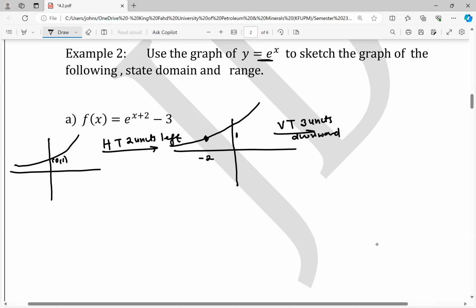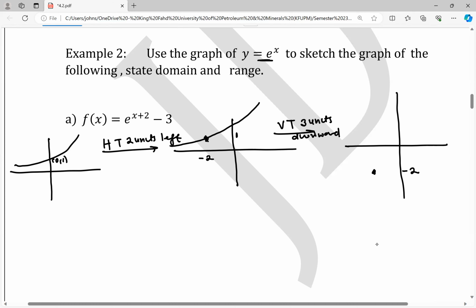Downward. So what does that mean? It means the value, remember this point is what? Is 1. So if you put it 3 units down, it will come to where? It will be somewhere here. If you move it down 1 unit, it will be at 0. Another unit, it will be at minus 1. So here will be at minus 2, right? But here will still be at where? At minus 2. So it's going to cut, and our horizontal asymptote is still minus 3.